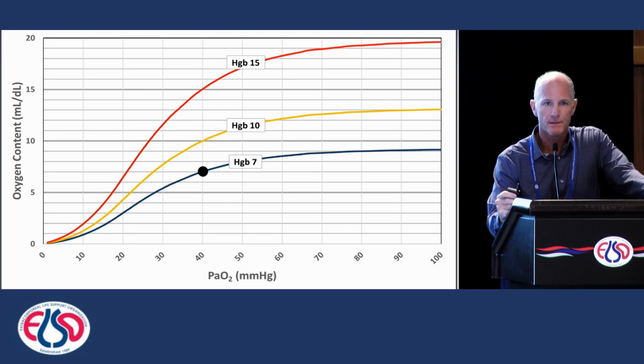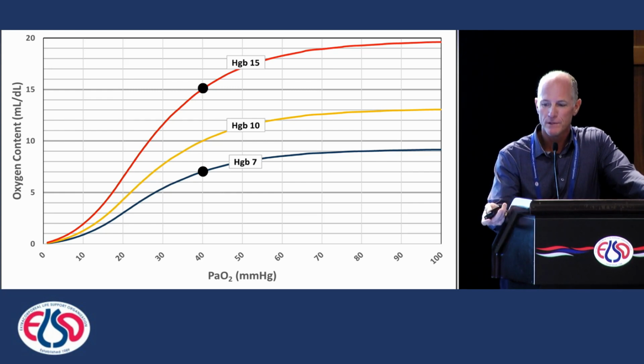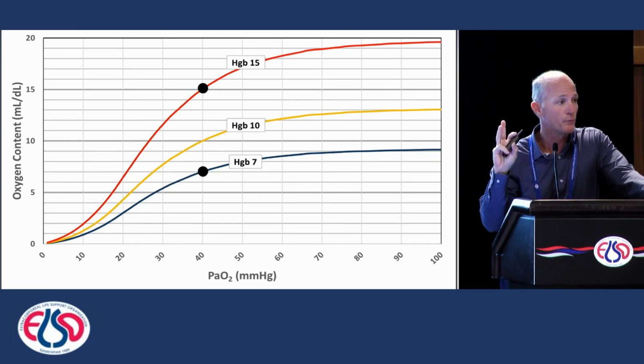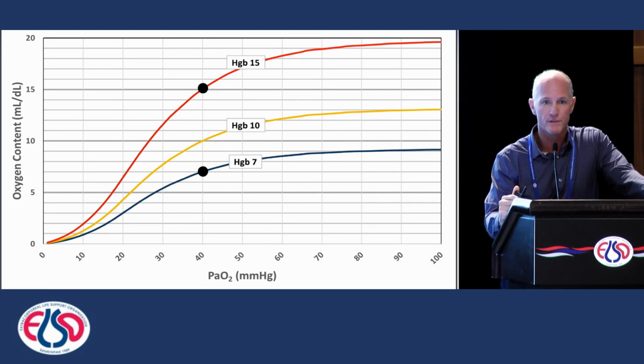If they're not, again, the solution is not sedation, and it's not increasing ventilator settings. It's increasing the hemoglobin. If you take the hemoglobin up to 15 in this patient, exact same ECMO circuit, exact same lungs, exact same ECMO flow, the oxygen content of blood is now more than double what it was with a hemoglobin of 7.